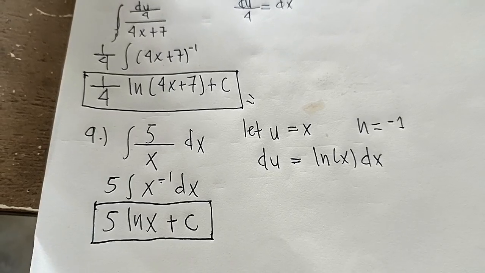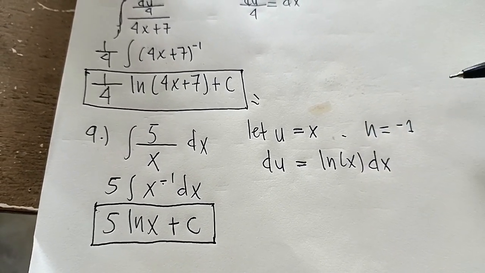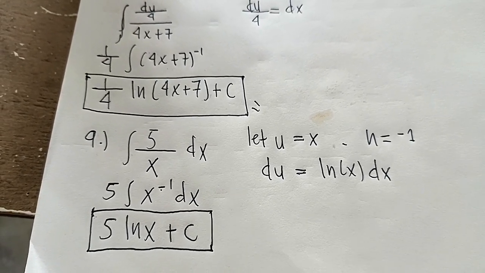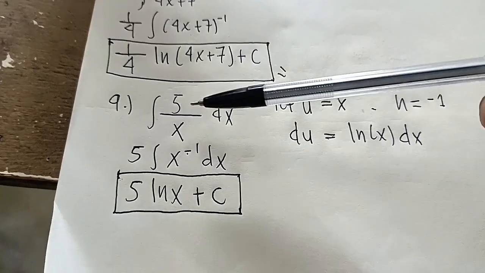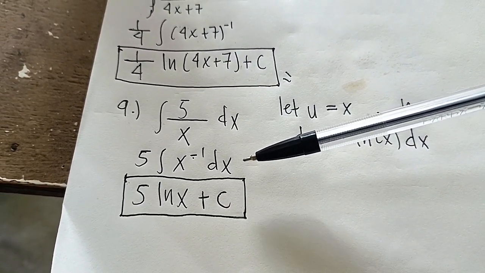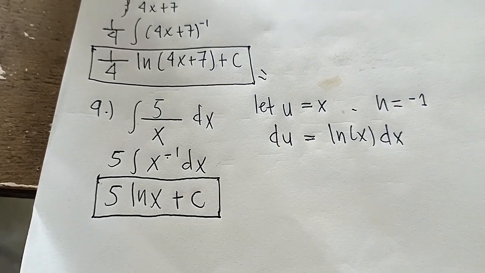We have our example number 9, which is the integral of 5 over x dx. So we let u be x, then we have n, which is negative 1. Since n is not supposed to be negative 1, the integral will give us ln of x. Then substitute, we put 5 outside, we'll have the integral of x to the power of negative 1 dx. So our final answer would be 5 ln of x plus c.